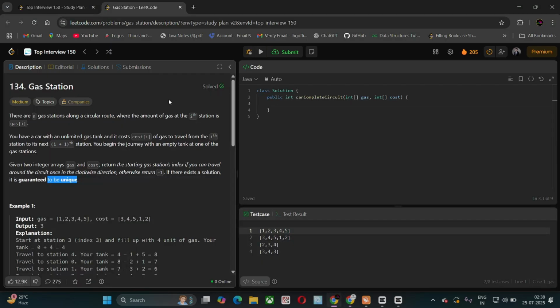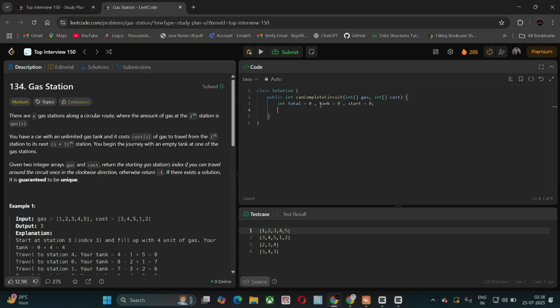So I'll come to our LeetCode. First of all, initialize your variables like total, tank, and start. I'll initialize total equal to 0, tank equal to 0, which stores our gas, and start equal to 0.